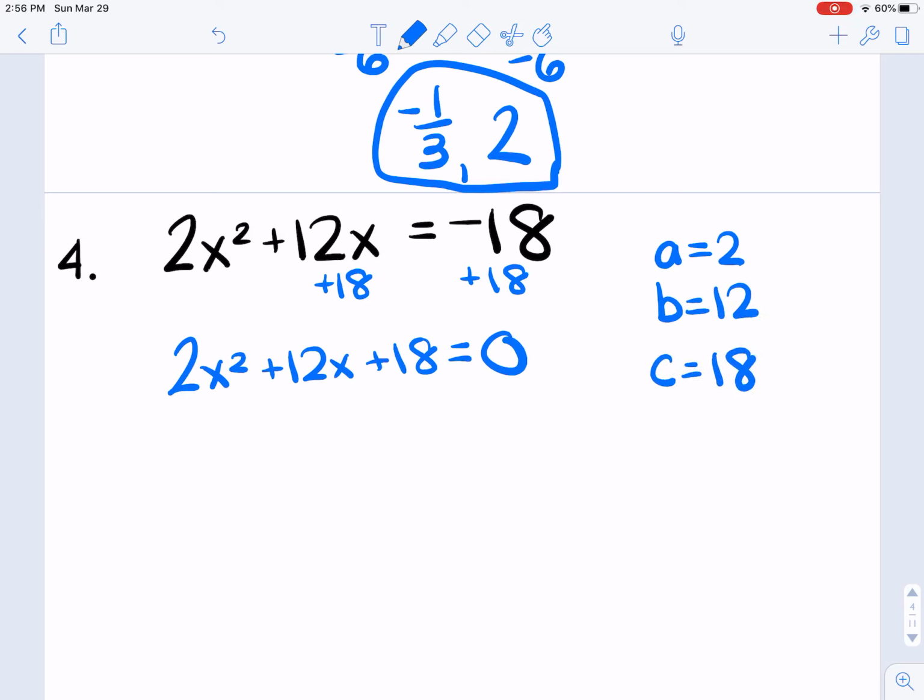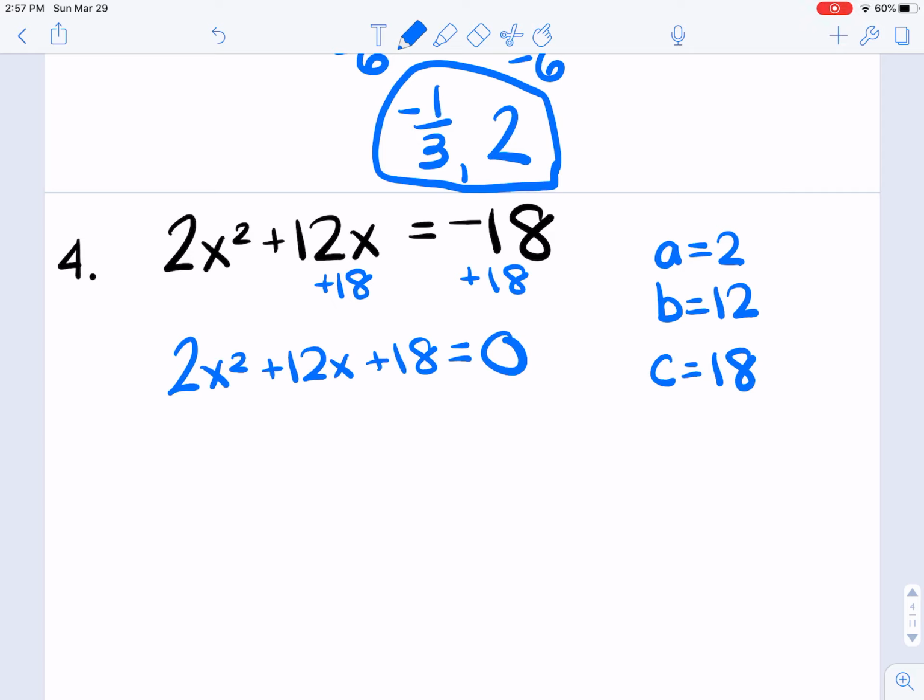Now, those numbers shouldn't be that big to you. However, they are larger than some of the numbers that we've done before. 2, 12, and 18 all have a GCF of 2. So if you wanted to, at the beginning, you could factor out the GCF of 2 to make your numbers smaller. And then from there, plug in your a, b, and c values, which would be 1, 6, and 9. And you would get the exact same answers.